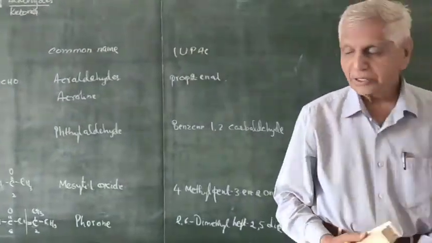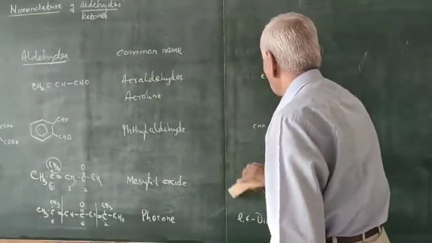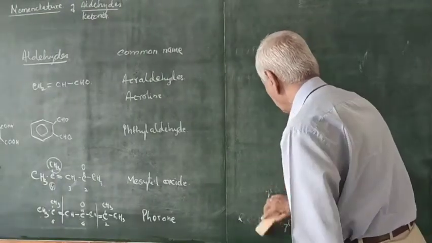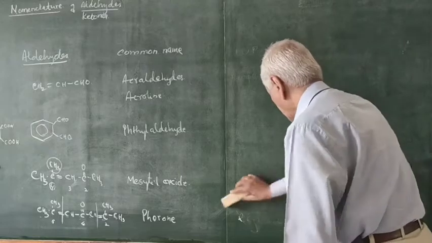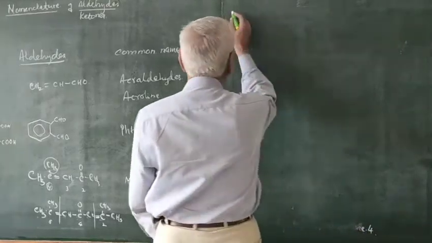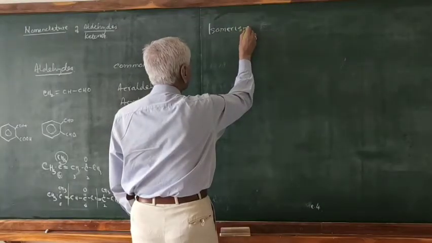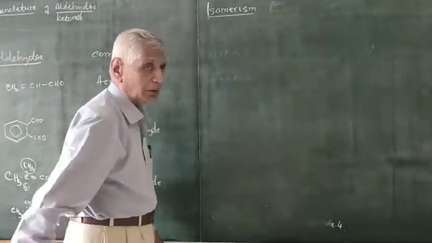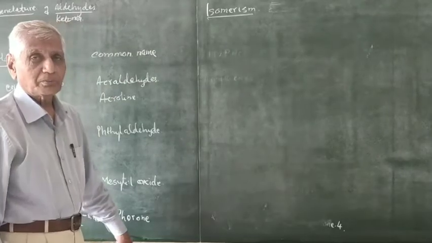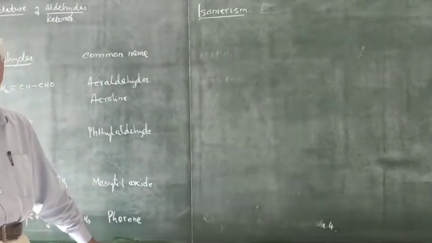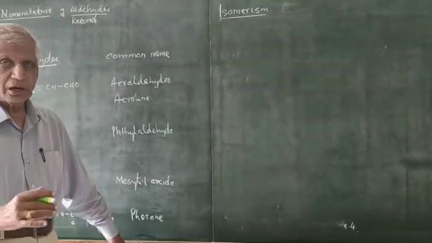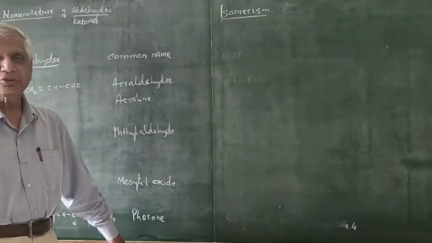With that, let us go on to another important paragraph of this topic. It is isomerism. You know what isomers are? Isomers are compounds having the same molecular formula but different properties. You know that. And they are classified into different types of isomers.